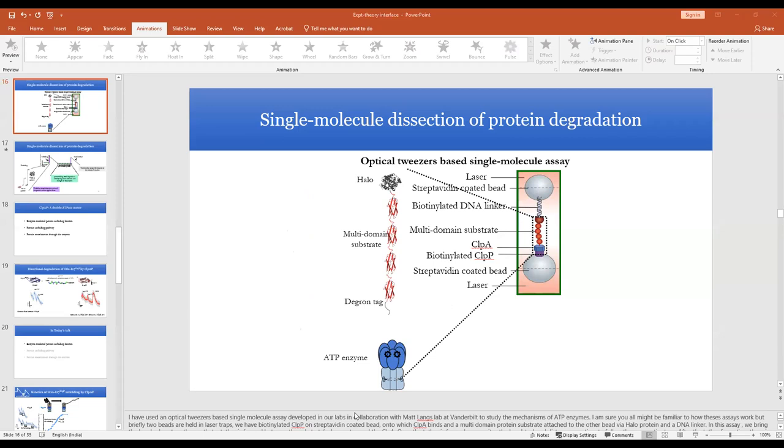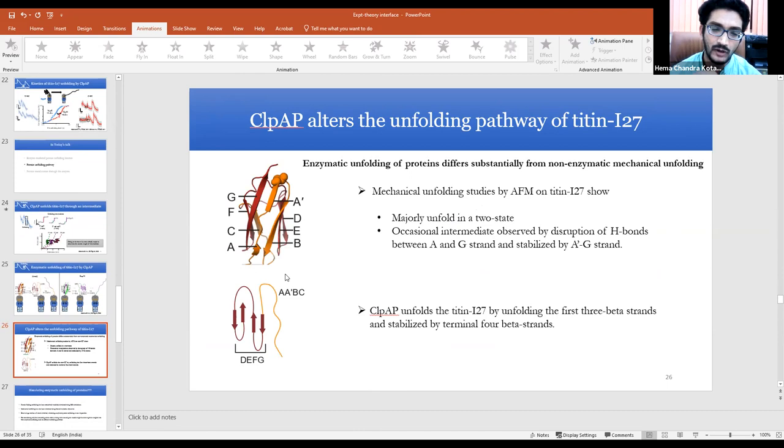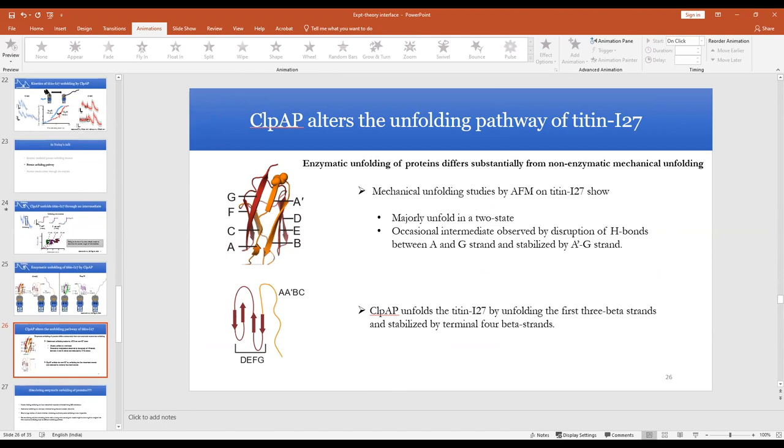Yeah. So as I just briefly told, it does differ. None of the AFM studies show that it actually goes through, because the problem with AFM is the amount of forces that you have to apply are much higher to unfold these proteins, whereas enzymes can do it with an order of magnitude lower forces. So the unfolding pathways seem to be very different in AFM unfolding compared to enzymatic. Also, perhaps you will not get the dynamical information that you'll be getting here.